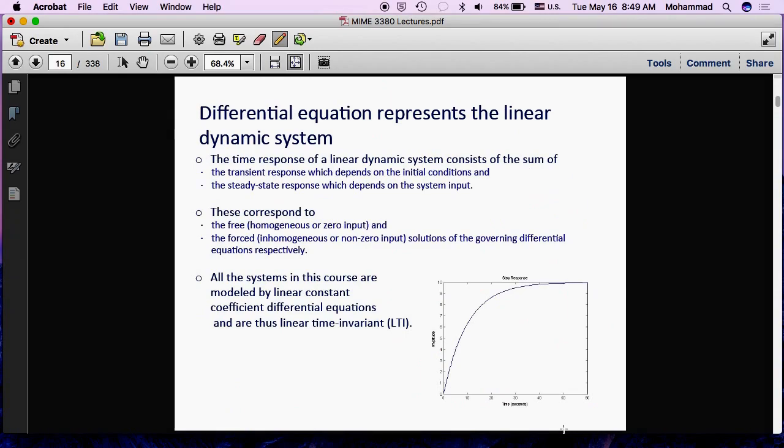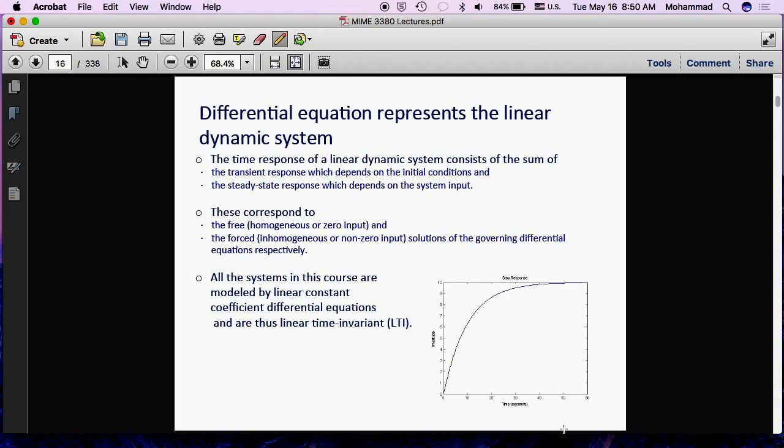This is the typical response. You plotted it before I had it on the slide. This is the typical response of a first order dynamic system. It starts from an initial condition and converges to a steady state value of the output. And we talked about the transient response as well as the steady state response. We haven't yet talked about free response versus forced response. Free response and forced response are another characteristic of the response.